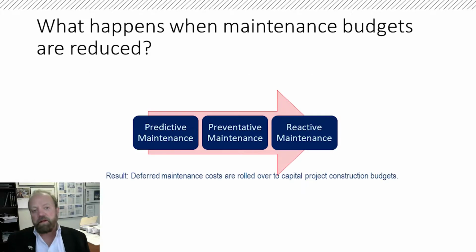So one thing I've seen over the years is that maintenance budgets are being reduced like everything else in life. So we would see predictive maintenance go into preventative maintenance and then go to reactive maintenance. And what I see is deferred maintenance costs are rolled over into capital construction budgets.